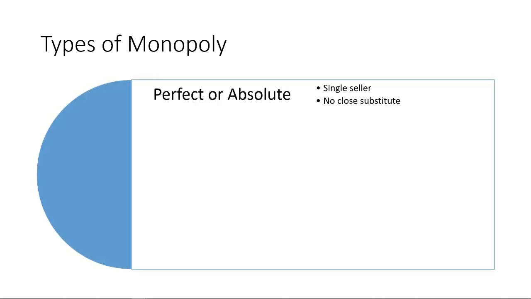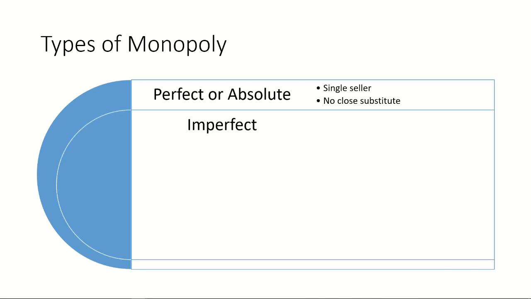Next, what are the various types of monopoly? The first one is perfect or absolute monopoly. A monopoly is called perfect or absolute when it has only a single seller and there are no close substitutes. The next form is imperfect monopoly. Imperfect monopoly means there is only a single seller but there are close substitutes. In the perfect monopoly, there are no close substitutes, but in the imperfect, there are close substitutes.